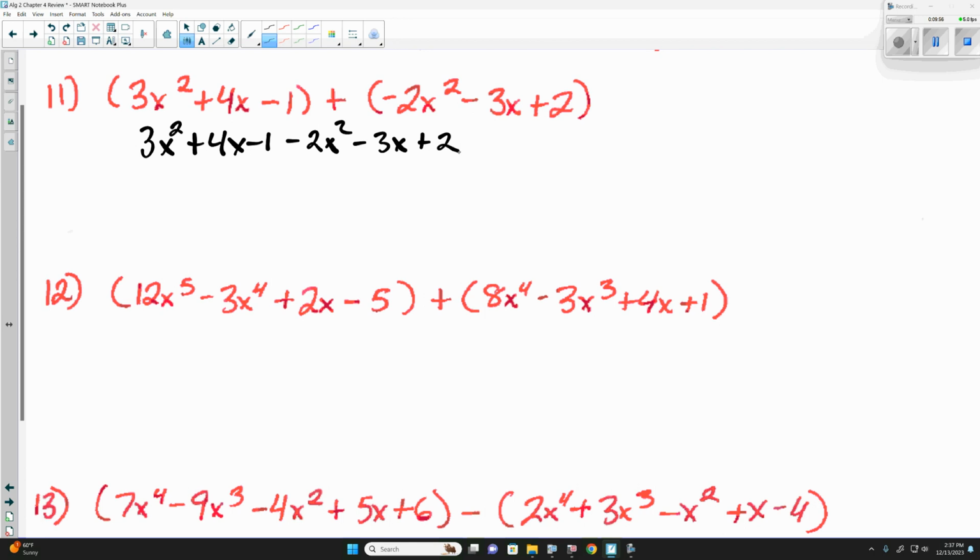Now at this point here, we need to combine like terms. I always start with the variable with the biggest exponent, which in our case is x squared. So we have 3x squared minus 2x squared. 3 minus 2 is, it's just x squared. 4x minus 3x is plus x, because our 4 minus 3 is 1, so we just have x. And lastly, negative 1 plus 2 is plus 1. So we have x squared plus x plus 1.